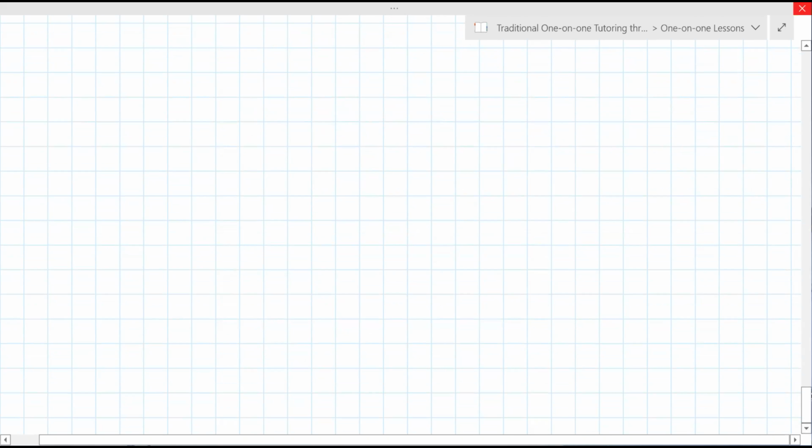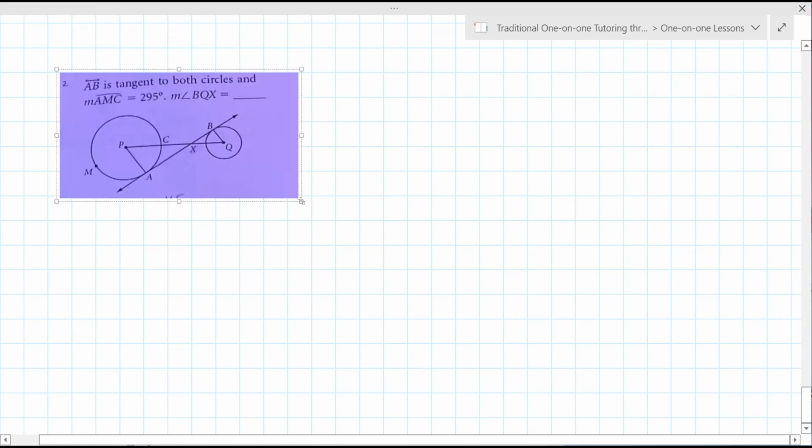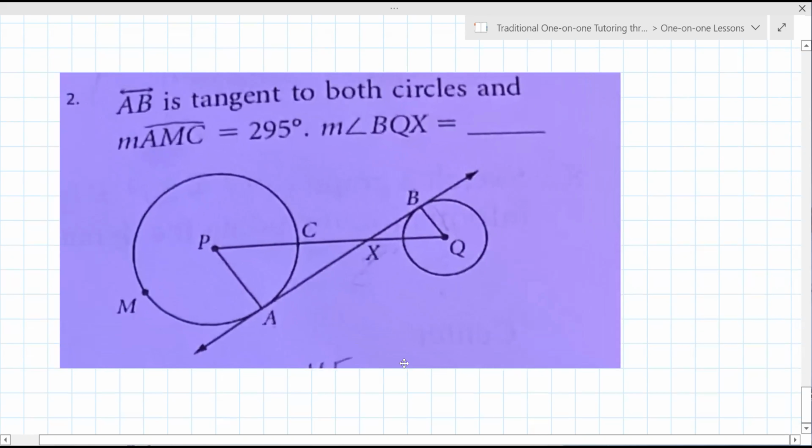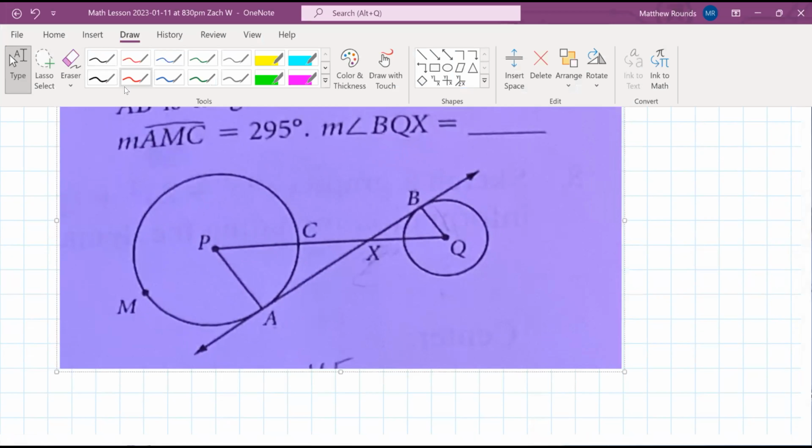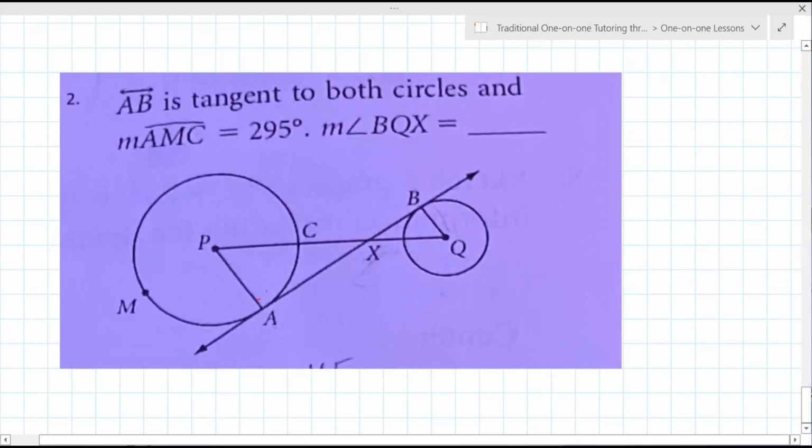All right, so can we move on to number two? Yeah, for sure. All right, so number two, kind of an interesting question. Lots of things going on here. It says that AB is tangent to both circles. So when I see that, I'm like, okay, I'm gonna immediately put in the 90 degrees. There's a 90 degrees and there's a 90 degrees. I'm not gonna mess around and somehow forget that.